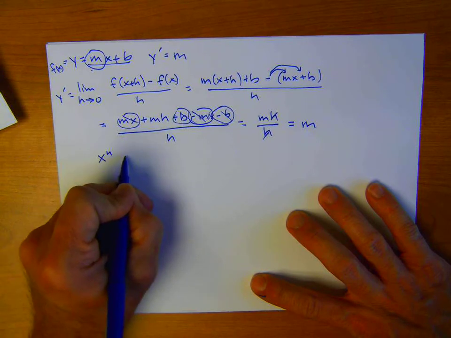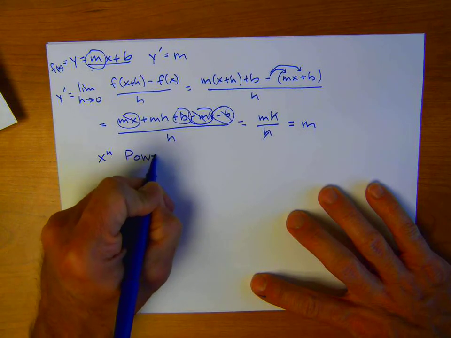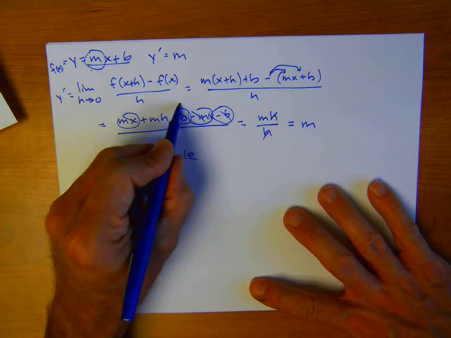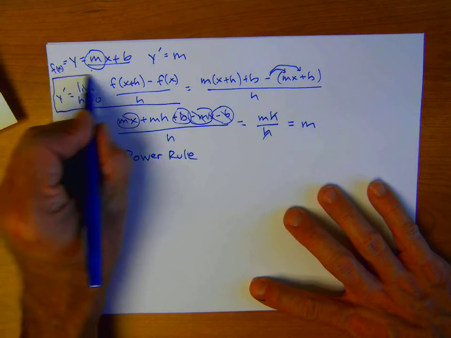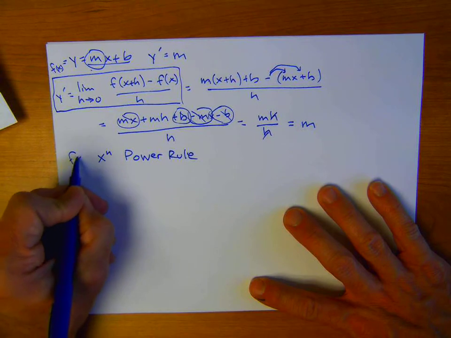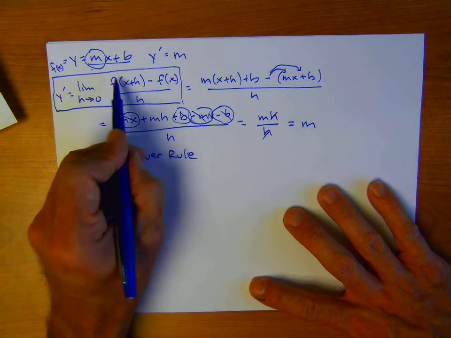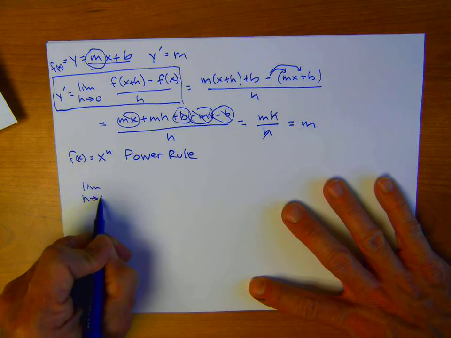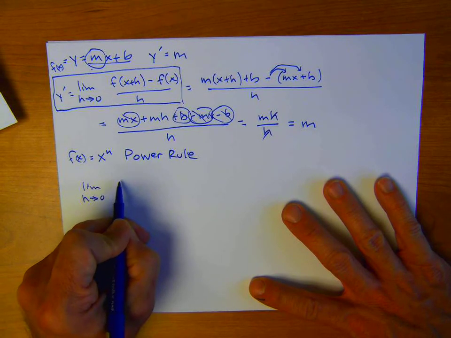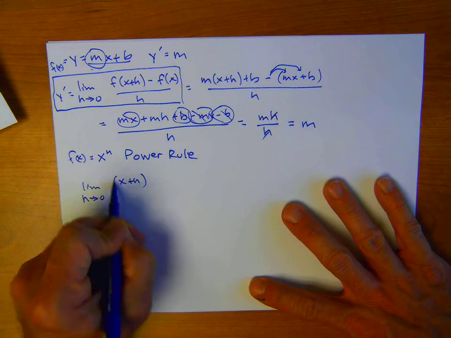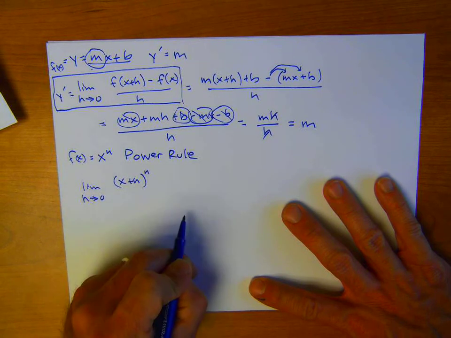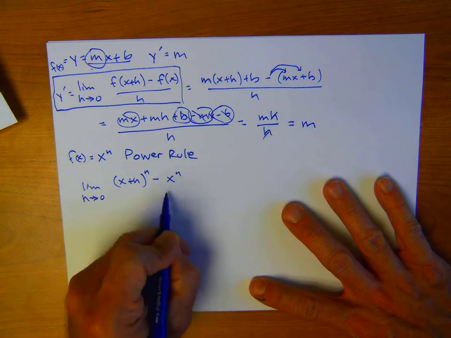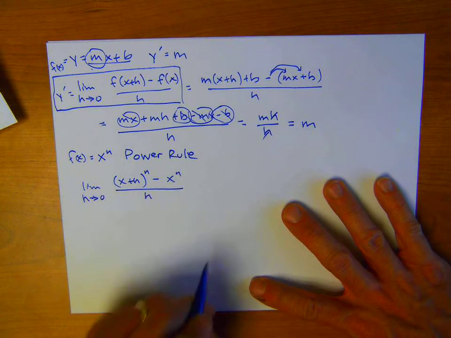So x to some power, and this is called the power rule. So again, using our definition, let's say this is f of x equals x to the n. I'm going to use this definition. So I'm going to have the limit as h goes to 0 of (x plus h) to the nth power minus x to the nth power, over h.